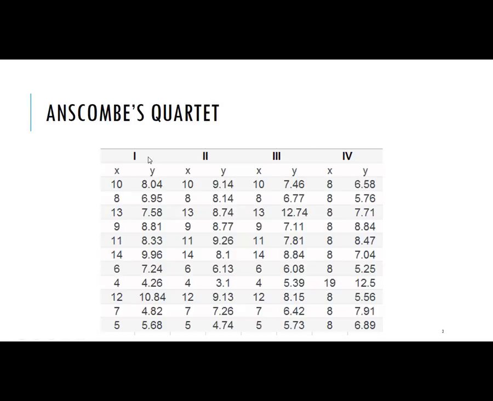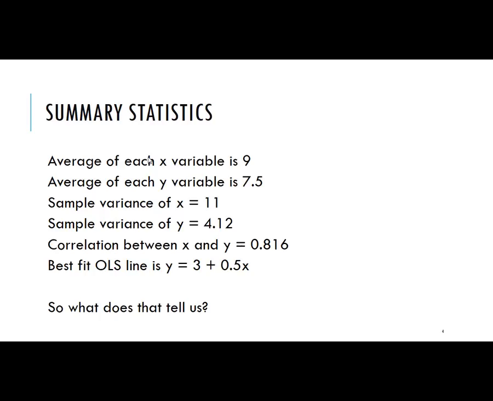So what we learned from Unit 1 was to come up with a bunch of different summary statistics and see what happens. If we do summary statistics, the average, the mean, of each x variable is 9. The average, or mean, for each y variable is 7.5. The sample variance for x for every single data set is 11. Sample variance for y is 4.12. The correlation between x and y is 0.816. And the best fit ordinary least squares line is y equals 3 plus 0.5x.